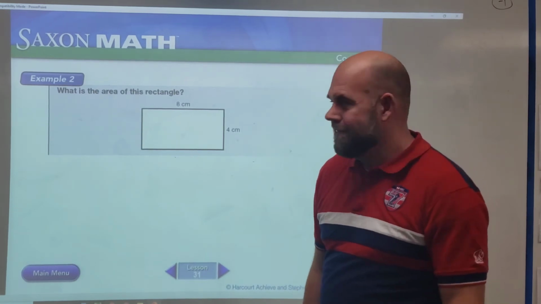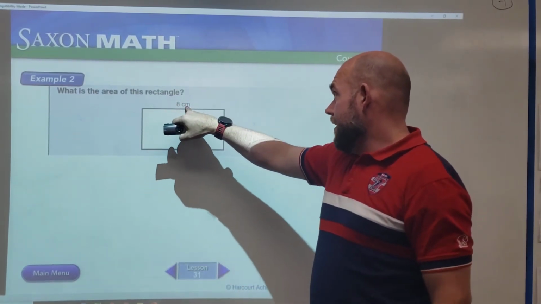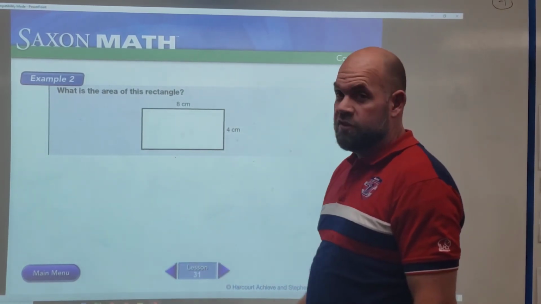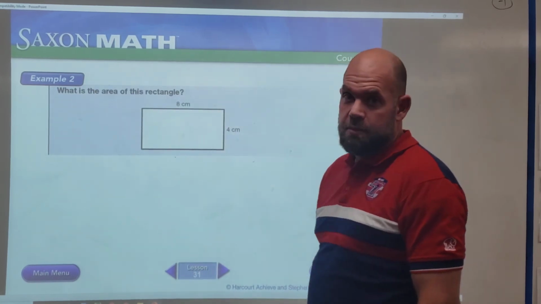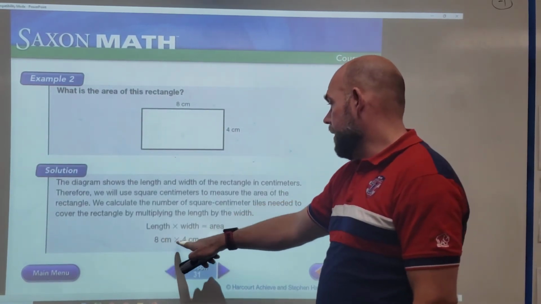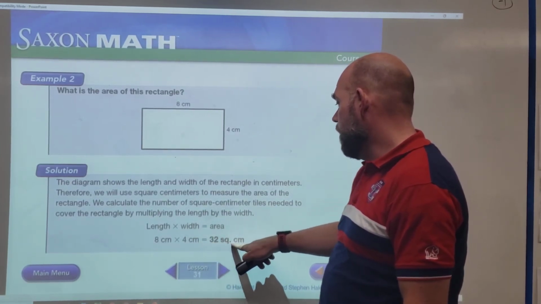Let's go ahead and go to the second one here. The area of this rectangle is 8 centimeters by 4 centimeters. So we're going to multiply 8 times 4, which is 32, and centimeter times centimeter, which is square centimeters, or centimeters squared. So we'll get width times length. 8 times 4 is 32 square centimeters.